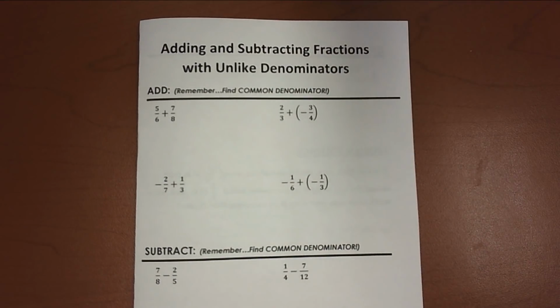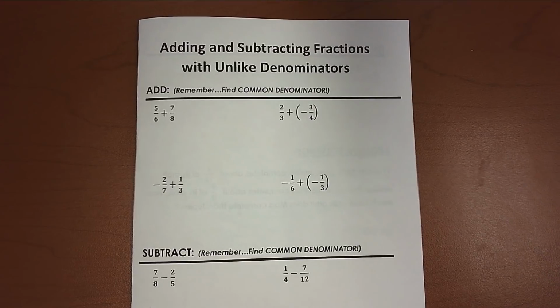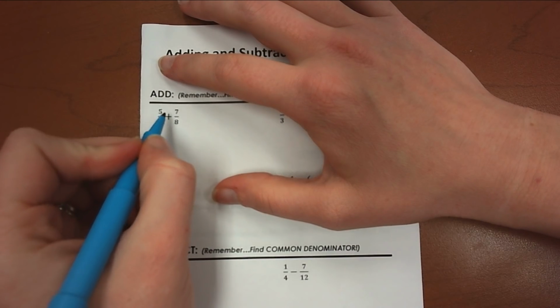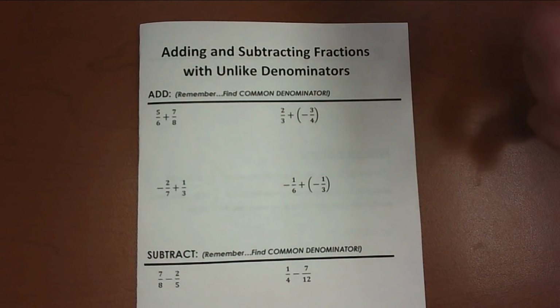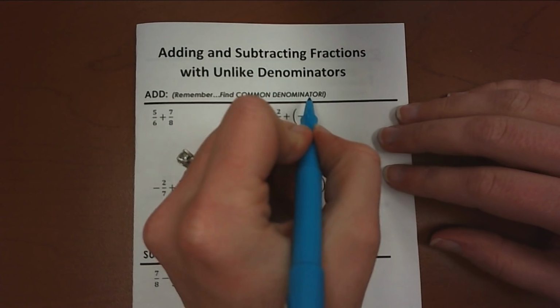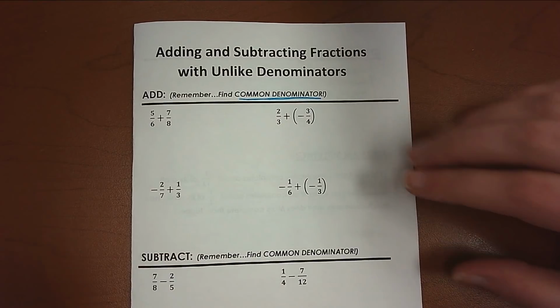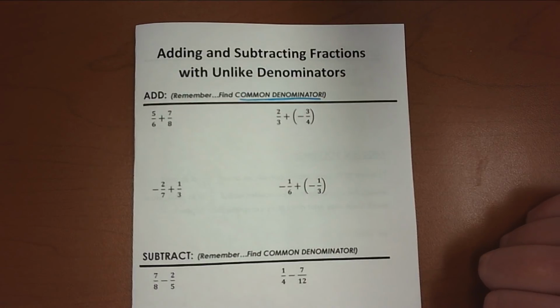On this full level, we're going to be working on adding and subtracting fractions with unlike denominators. And so when we have unlike denominators, like 5/6 plus 7/8, things get a little bit harder because we have to find a common denominator first, which means we have to come up with a number that 6 and 8 go into to make our denominators the same.